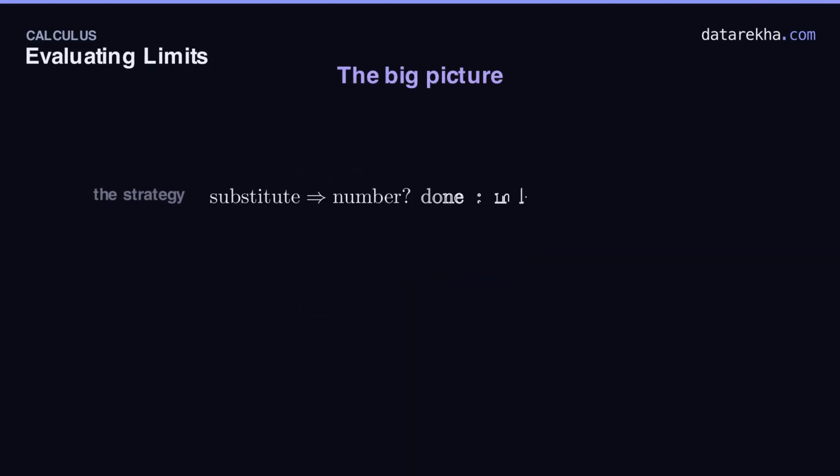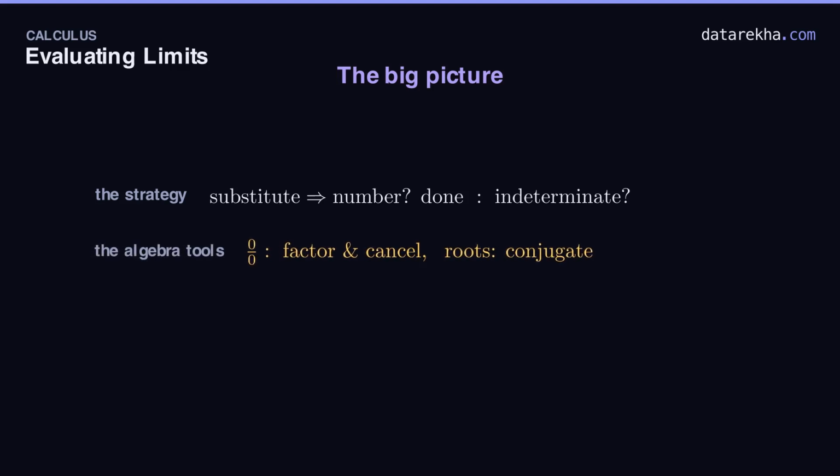Let's lock it in. Always substitute first. A number means you're done. An indeterminate form means pick a tool. For 0 over 0, factor and cancel the shared piece. When a root blocks you, multiply by the conjugate to clear it. When a function is trapped between two others that agree, squeeze it.